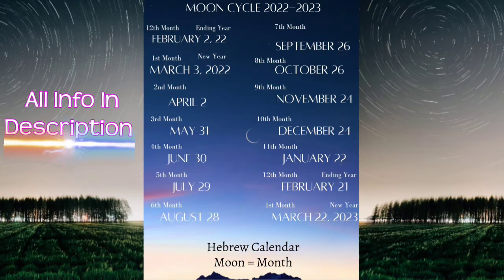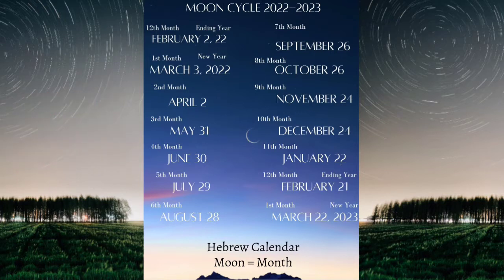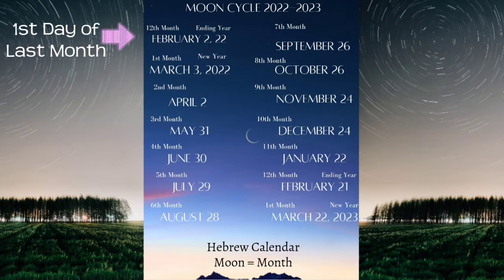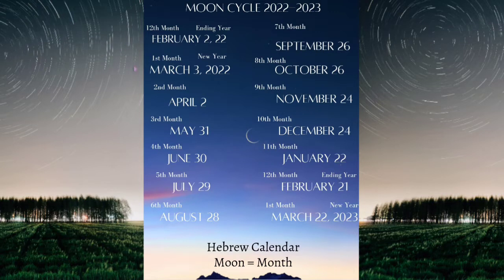So here I have the moon cycle from 2022 to 2023, and the dates below represent the beginning of each new month, from the first month all the way to the 12th month. As you can see on the top of the screen, I have the ending date cycle for last year, which is February 2nd, 2022, and the following year will be March 3rd, 2022. This is the new year, which is the month of Abib. And I have it continuing down to the 12th month, which is February 22nd. And I went ahead and put an additional date for the year after this, which is March 22nd, 2023.